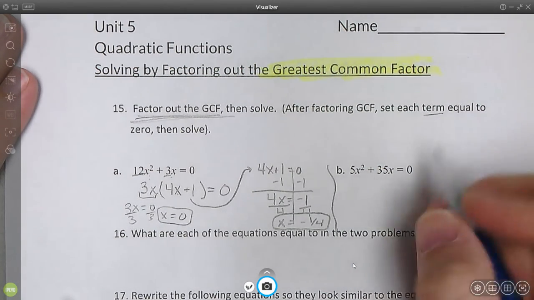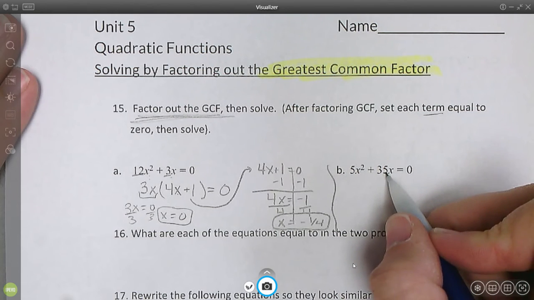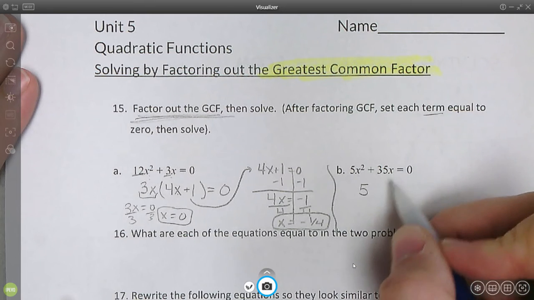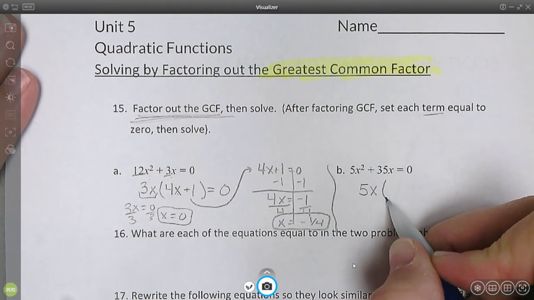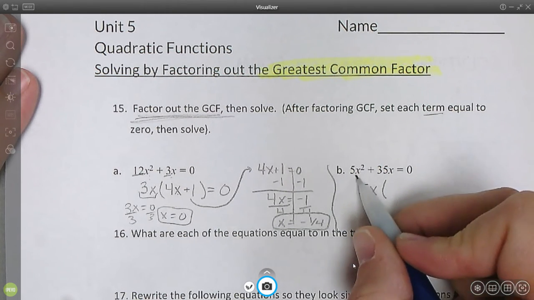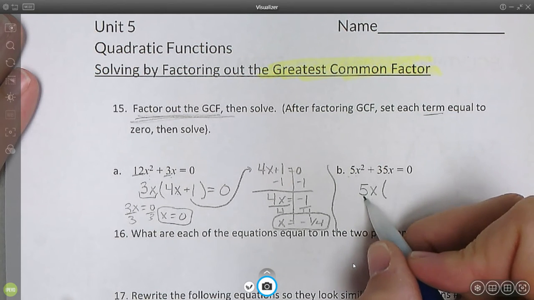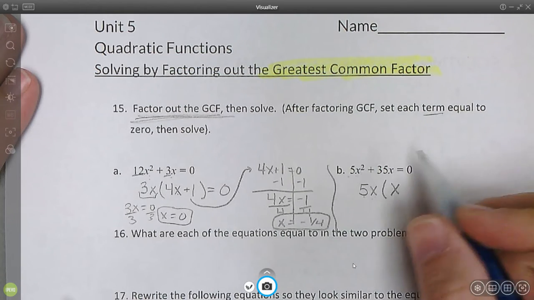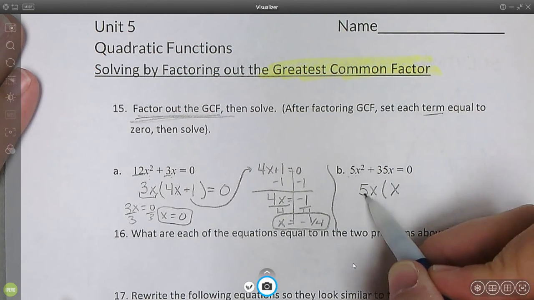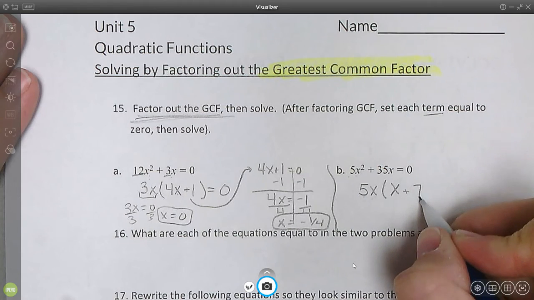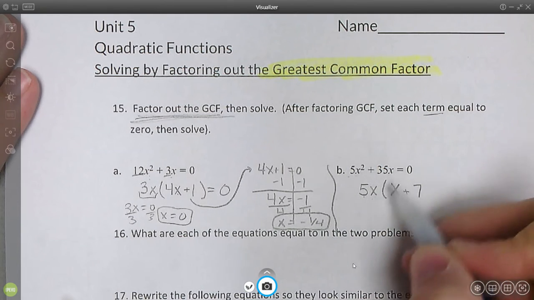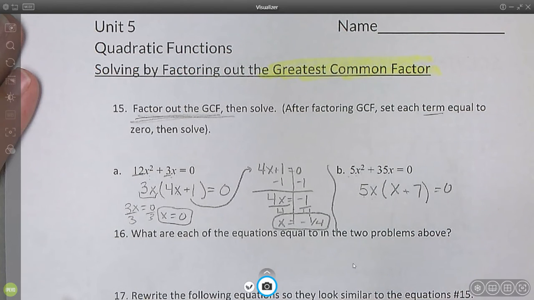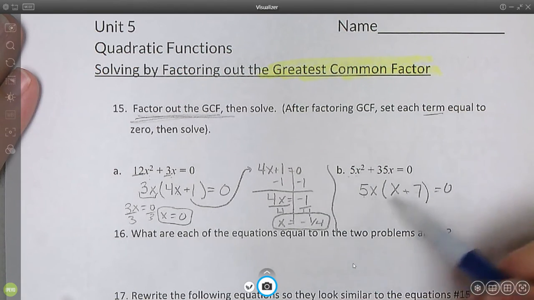This one, greatest common factor between 5 and 35. So we have a 5. X squared and x is just x. So then if I take 5x out of 5x squared, 5 divided by 5 is 1. X squared divided by x is x. Then we've got 35 divided by 5. That's 7. X divided by x is 1, so those will cancel out. Equals 0.